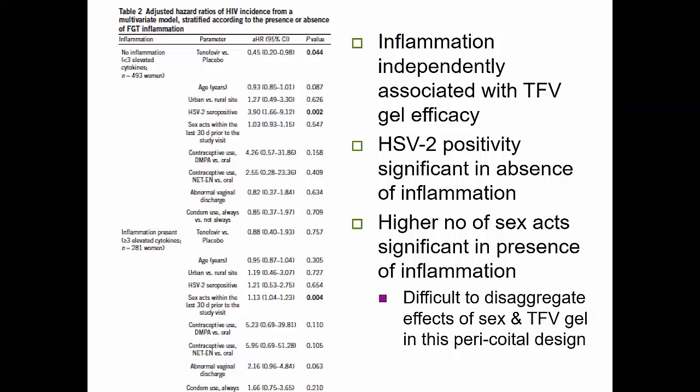So the higher number of sex acts was significant, and this is just a table where they looked at everything. And herpes was also significant, even when you didn't see inflammation, which I think is actually fascinating. And it is difficult, I think, to disaggregate sex and the gel use and all this stuff. But nonetheless, there's a really strong signal here, and what does that mean?